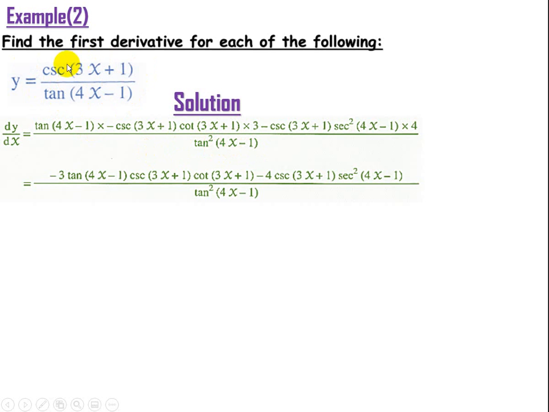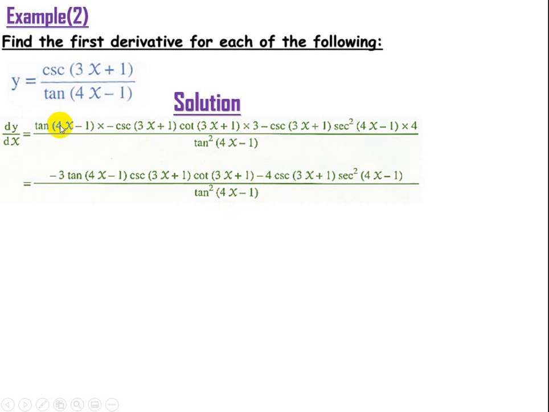The derivative of the numerator, the derivative of cosec (3x plus 1), is negative cosec cotan, which means negative cosec (3x plus 1) cotan (3x plus 1) times the derivative of the angle, which is 3, times the denominator, which is tan (4x minus 1), minus the derivative of the denominator, the derivative of tan (4x minus 1), which is sec squared (4x minus 1) times the derivative of the inside, which is 4, times the numerator cosec (3x plus 1). Bring down the same denominator tan squared (4x minus 1).